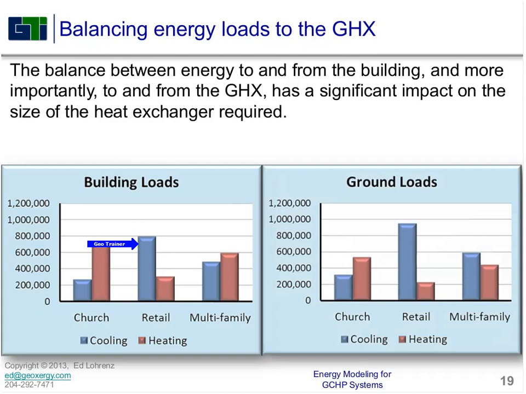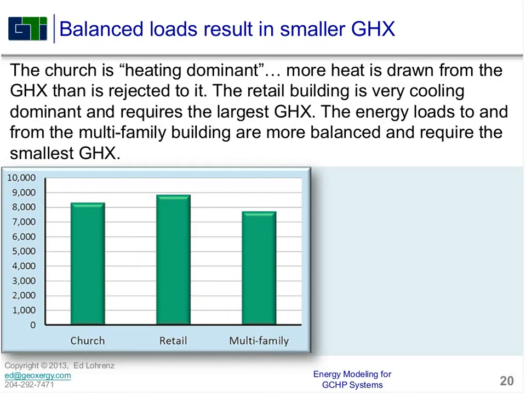If we look at the cooling load here, the building needs about 800,000 BTUs, or 800 kBTUs, over the year, but it's actually going to dump close to 1 million kBTUs into the ground over the year. What that does to the ground heat exchanger itself is the number of feet of drilling that we need. This is for the church, a bit over about 8,300. This is for the retail store. We're at almost 9,000.